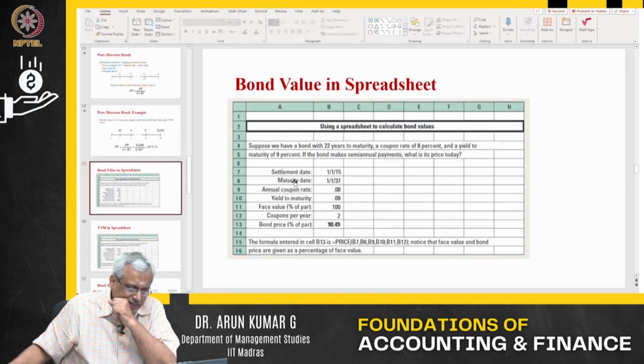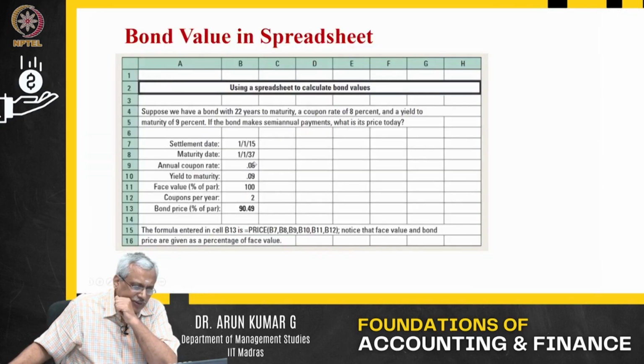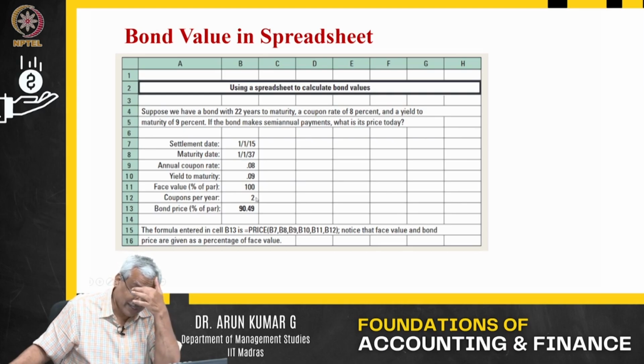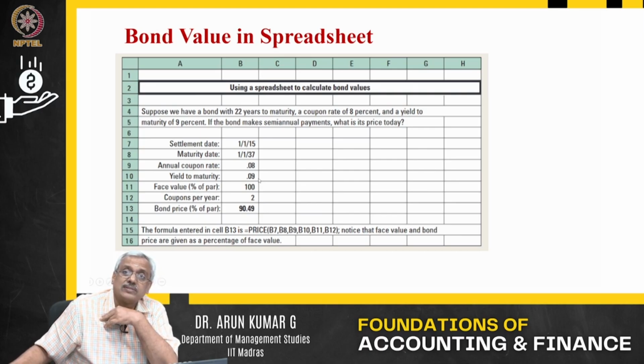Let's take this. Settlement date 1/1/2015. Maturity date 1/1/37. Coupon rate 8%. Yield to maturity 9%. Face value $100. Coupons are twice a year, that is every 6 months you are going to get money. The bond price, as a percentage of par, is about 90.49, which is why yield to maturity is 9%. It's selling at a discount, so yield to maturity is 9%.